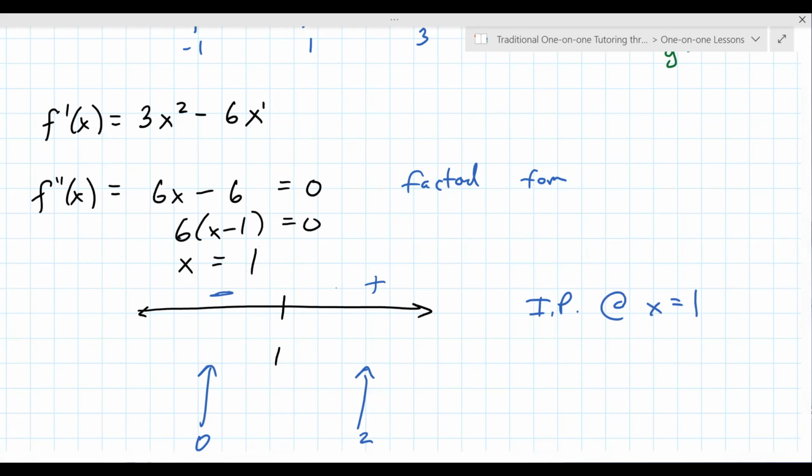Right. So I think that probably does it for today. I would definitely recommend we do more second derivative practice if we have more time in another lesson. You're going to do this over and over again in this course.